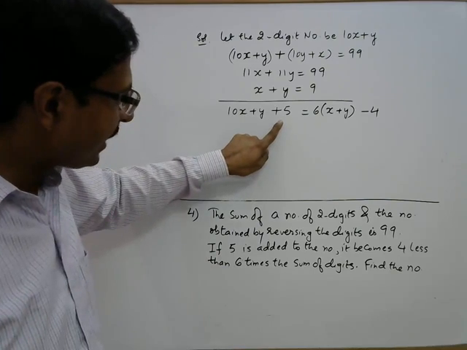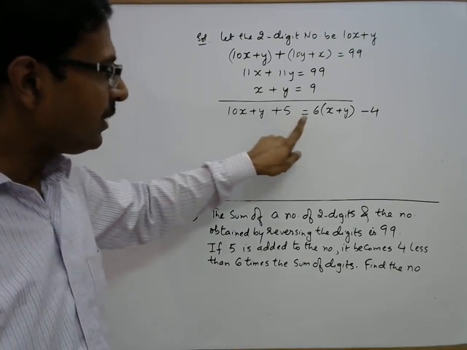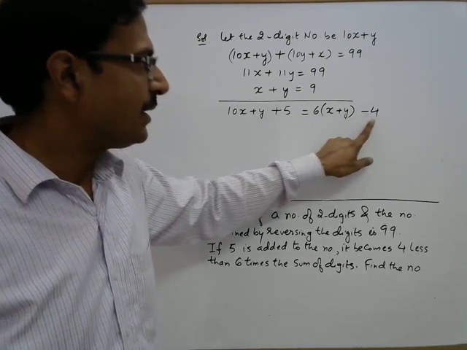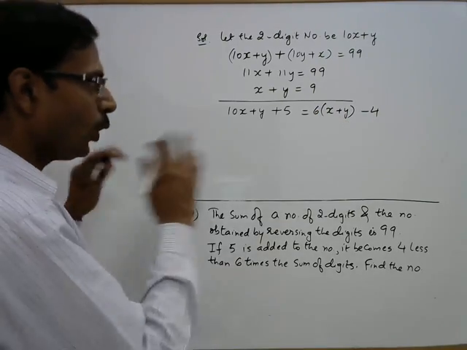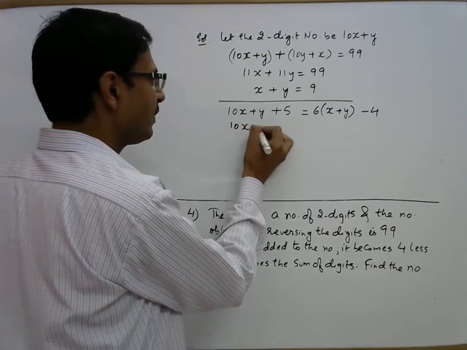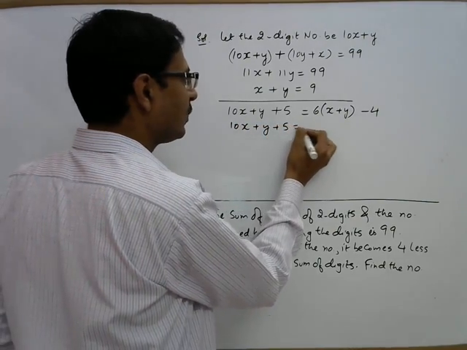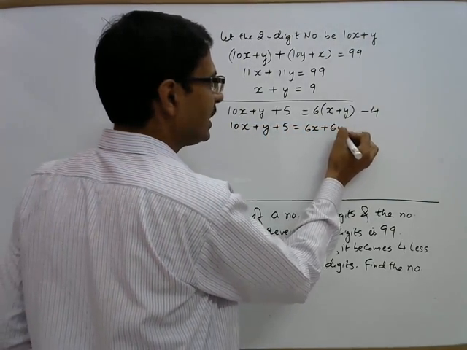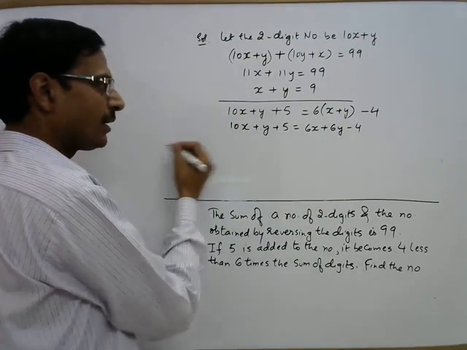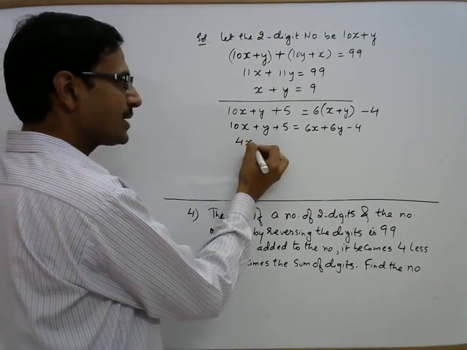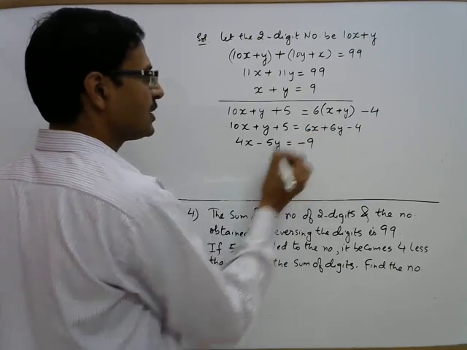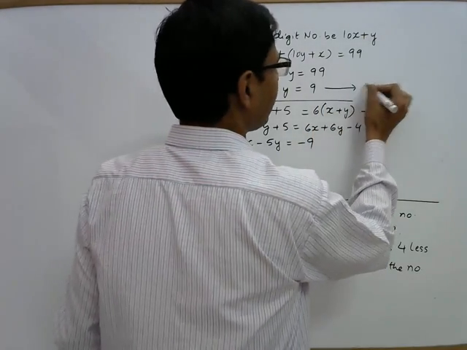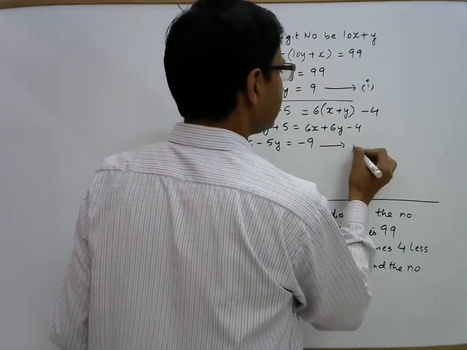If 5 is added to the number, it becomes 4 less than 6 times the sum of digits. Now open the brackets, 10x plus y plus 5 equal to 6x plus 6y minus 4. Bring the variables to one side, 4x minus 5y equal to minus 9. So this is the second equation. So the first equation and the second equation.